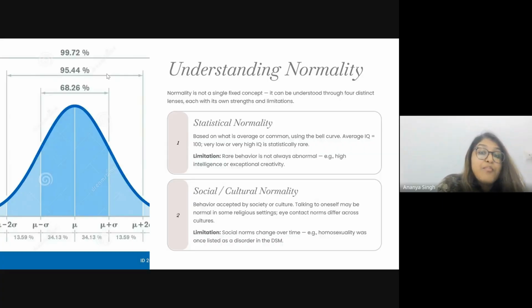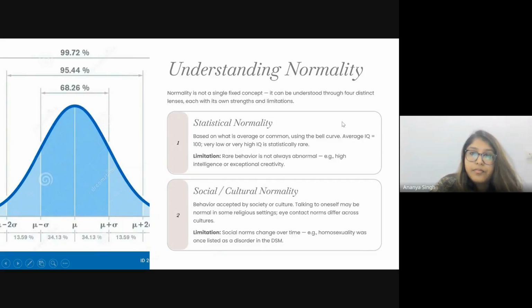The biggest example is homosexuality, which was once also a disorder in the DSM. But now, over time, as people realize that it is not a condition, it is not a choice, it's just how people feel, it was removed from the classification. That is why the drawback is that these norms change over time, and you cannot really stay very fixated on these concepts.